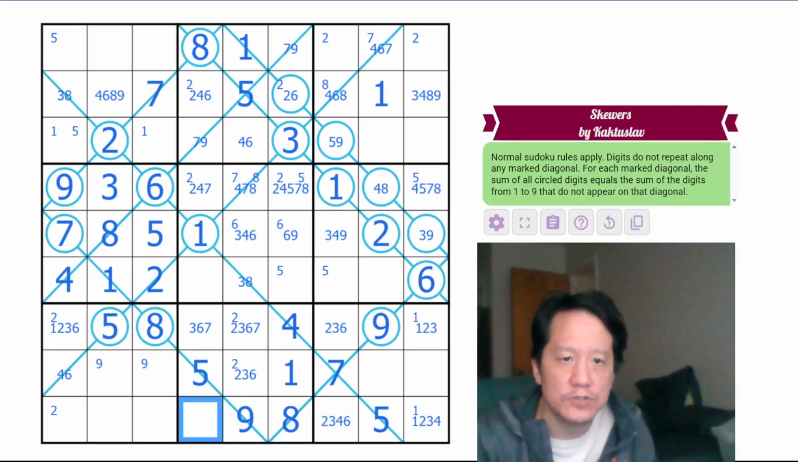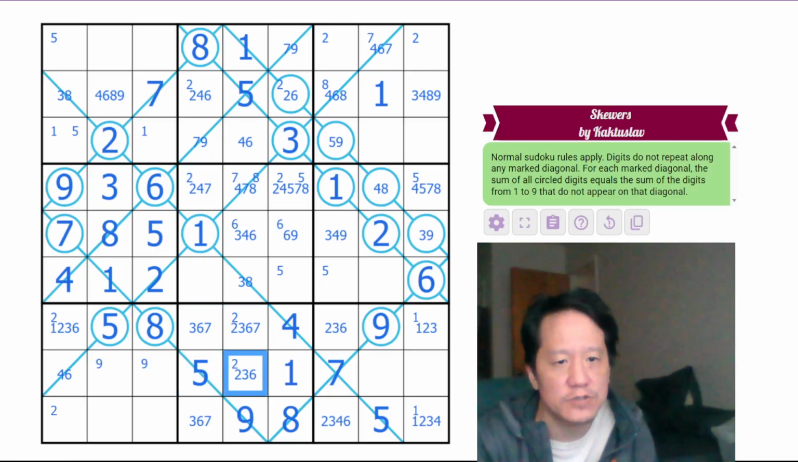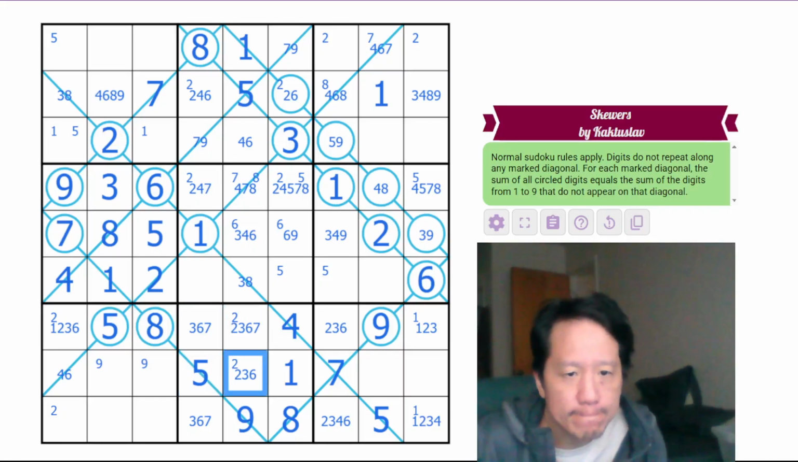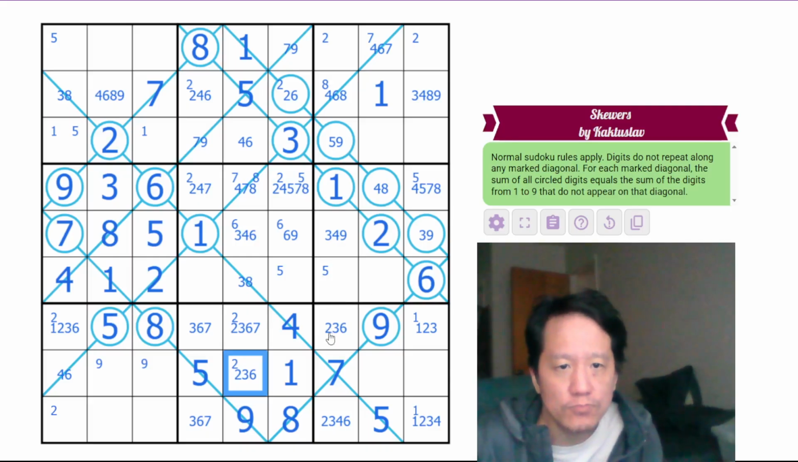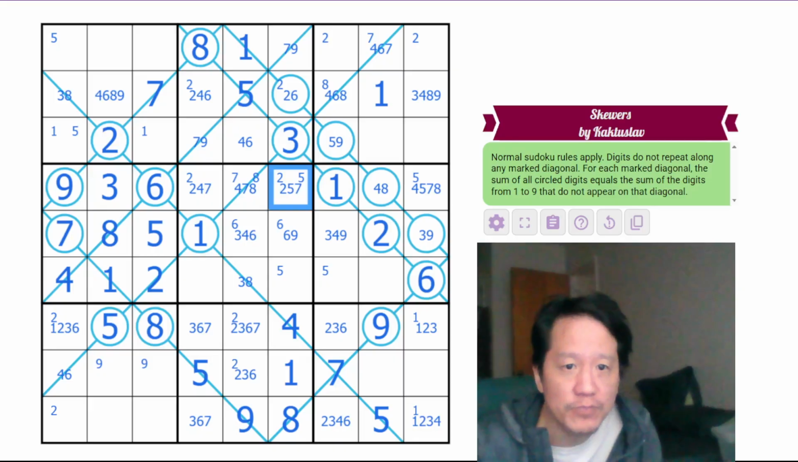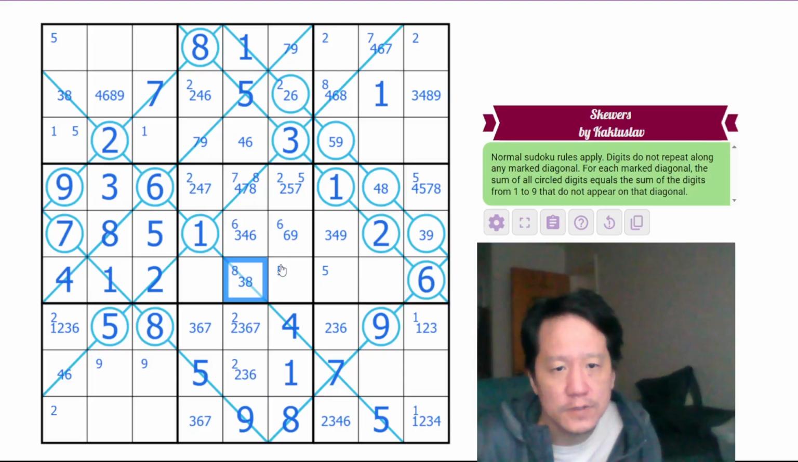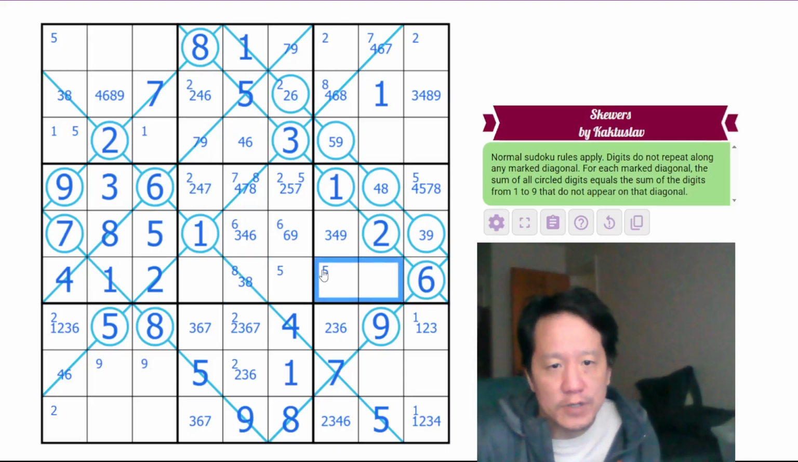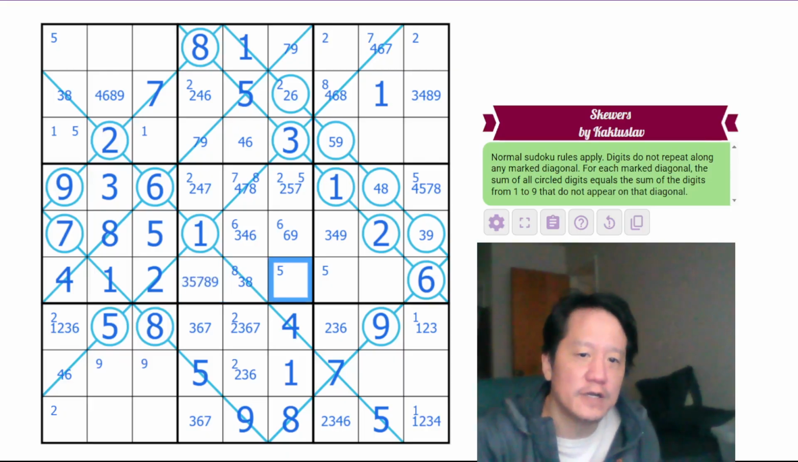Remaining digits here are 2, 3, 6, and 7, but cannot be 2, because one of these two digits has to be a 2. 4 eliminates 4 here. This eliminates 8 here, eliminates 8 here. So one of these two is an 8 also. Okay, rest of row 6 have to be 3, 5, 7, 8, and 9.